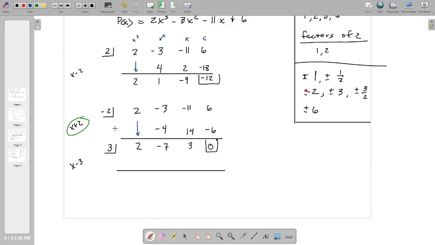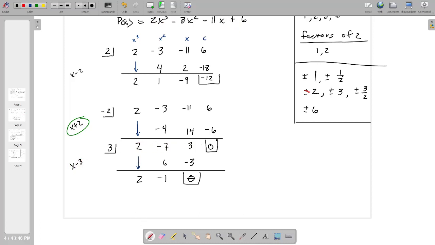So our process is going to be starting with 2 coming down. 2 times 3 is 6. Add, we get a -1. 3 times -1 is -3. Add, we get a 0. So x minus 3 is a factor of this polynomial, which then means it's a factor of p of x. Because, remember, this is a factor of p of x, and x minus 3 is a factor of this.